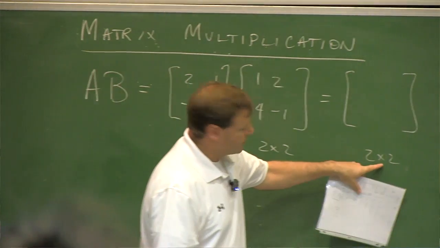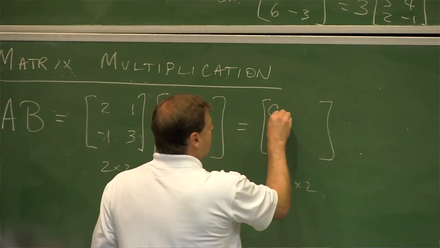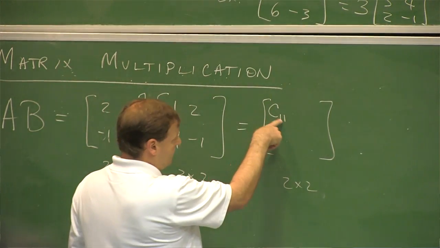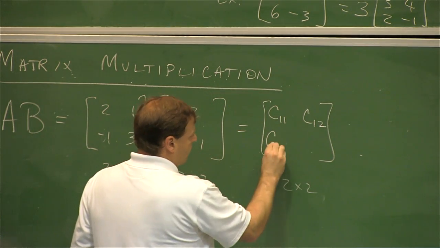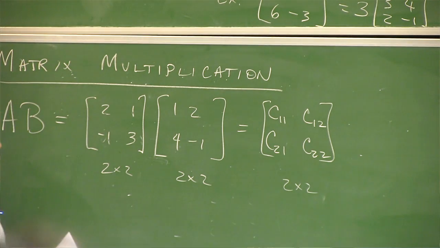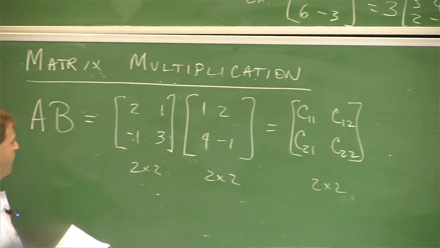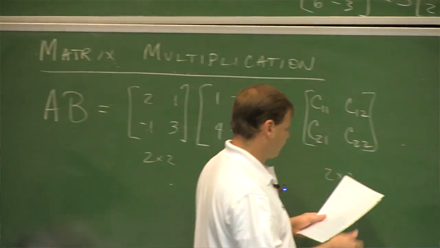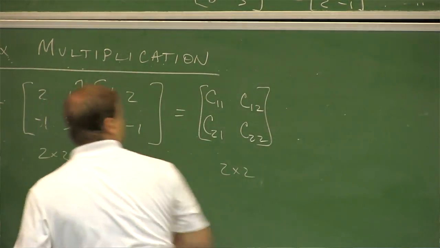Now, if this is going to be a 2 by 2 matrix, which I'm telling you it is, then it's going to have entries. Here's the first entry, C, first row, first column, first row, second column, second row, first column, second row, second column. So those are the entries. Now I have to tell you, how do I get each one of those entries? I think I'll start with a clean board for this.